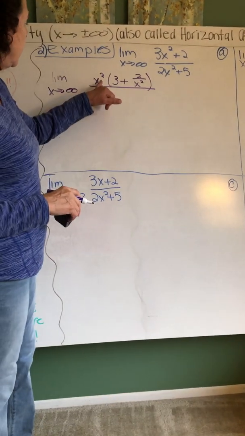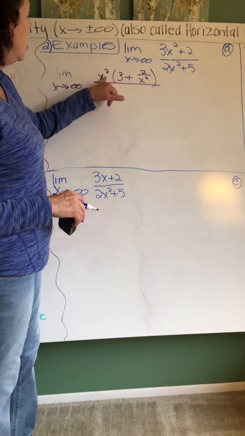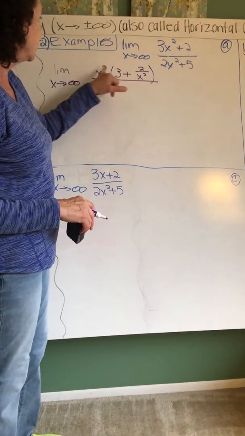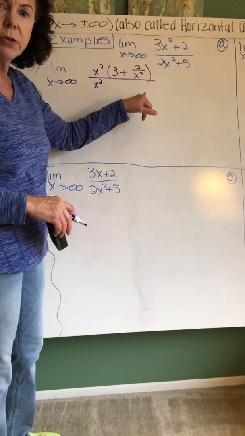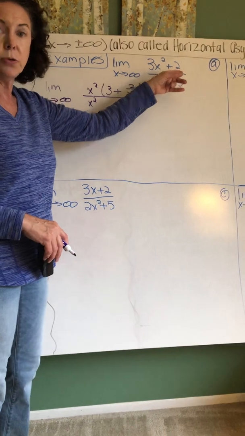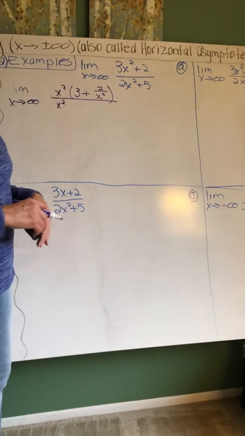Take a look here. If I re-multiply this out, I would still have a 3x squared. And then the x squareds would cancel out here, and I would still have a plus 2. When I multiply these two terms together, I still get 2. Yes, I can factor an x squared from 2.